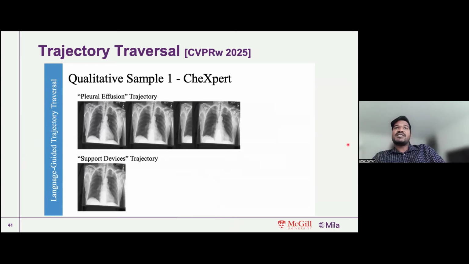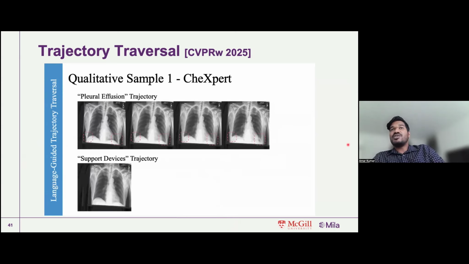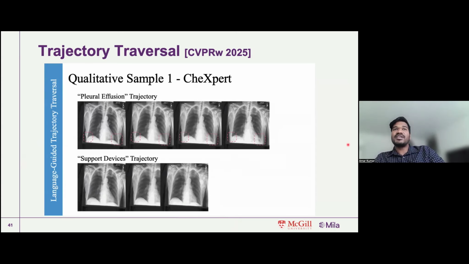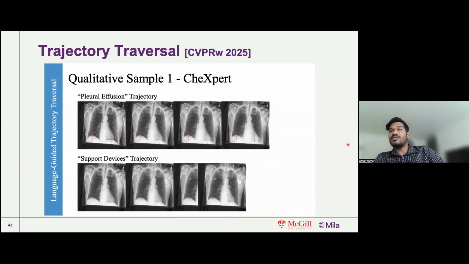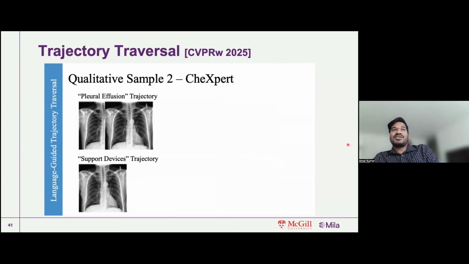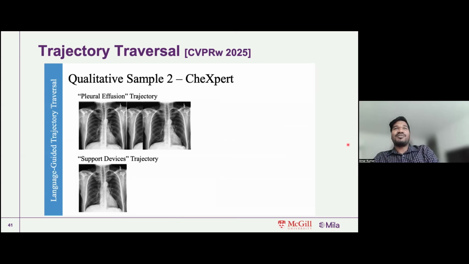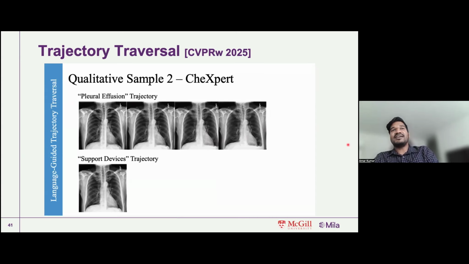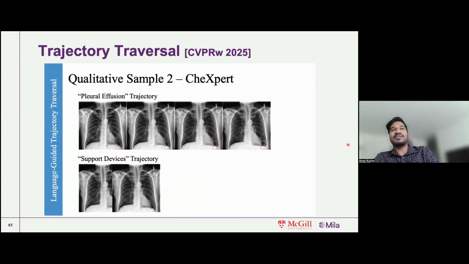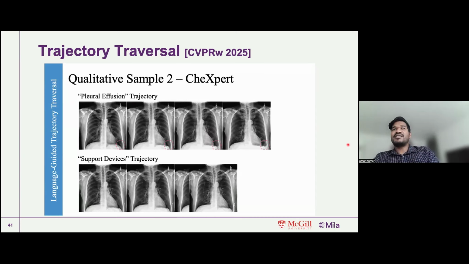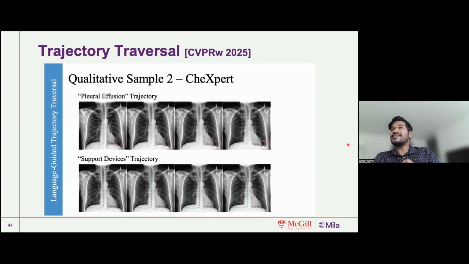On the top, you can see an interpolation that was done using curve fitting for sample one, where we are controlling the disease. And at the bottom, we are doing these interpolations from the Bezier curve using this approach that we talked about. There is another sample as well where we are controlling the same disease and where we are controlling similar devices.